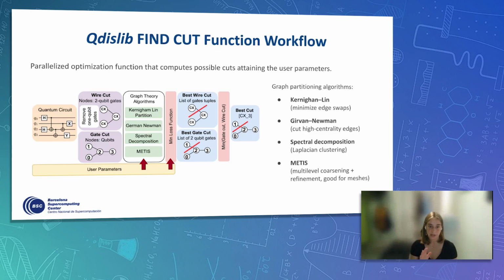Each of these graph theory algorithms gives a type of cut, a specific cut that we can apply in our circuit. Then we have the minimum loss function that scores all these cuts and finds the one with the lowest score. So it's like the best cut that these algorithms are giving us. We're going to end with the best wire cut and a best gate cut. We take the minimum between these two, and we obtain at the end the best cut for that specific circuit. We also have the user parameters that we're going to tag now.